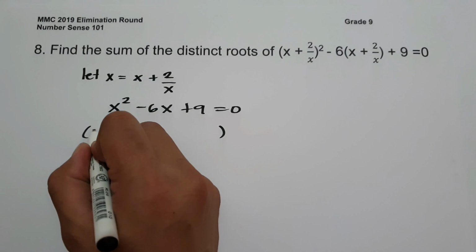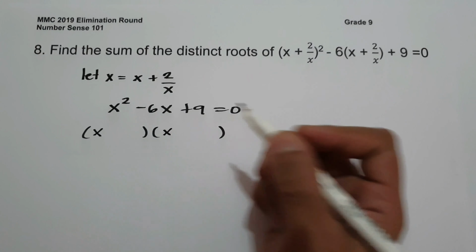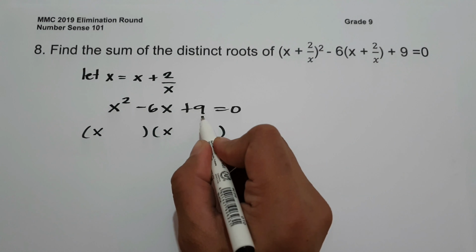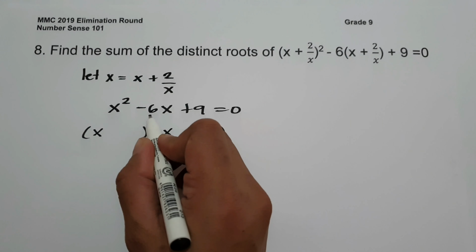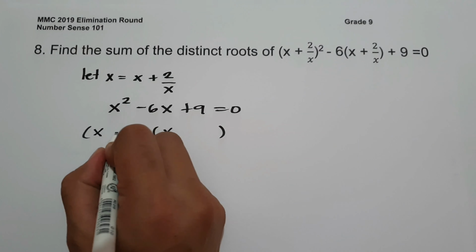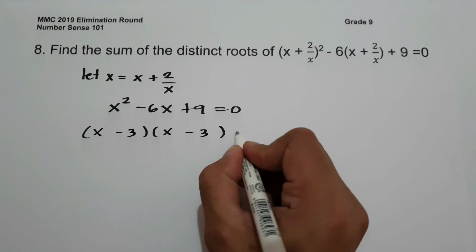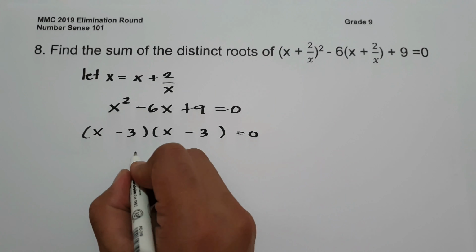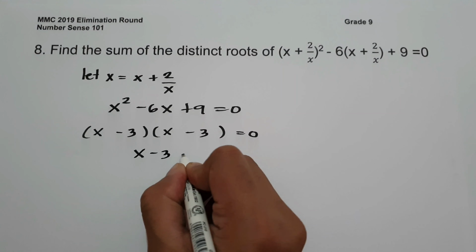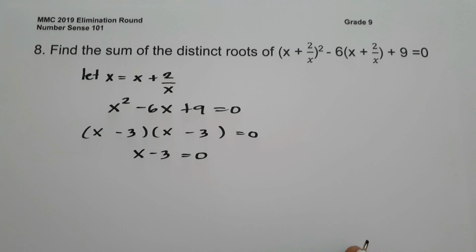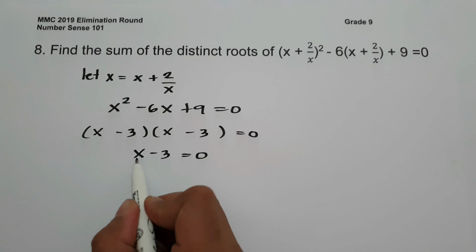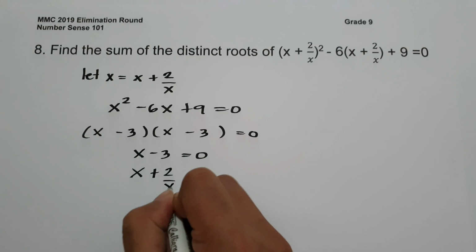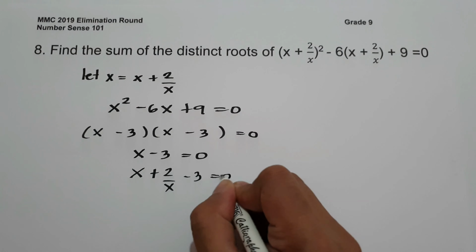The factors of x squared, that is x and x. And what are the two numbers? If we multiply, we can get 9, and if we add, we can get negative 6. That is negative 3 and negative 3. Since we are going to have x minus 3, let's have x minus 3 equals 0. And then let us substitute the value of x, which is (x + 2)/x minus 3 equals 0.